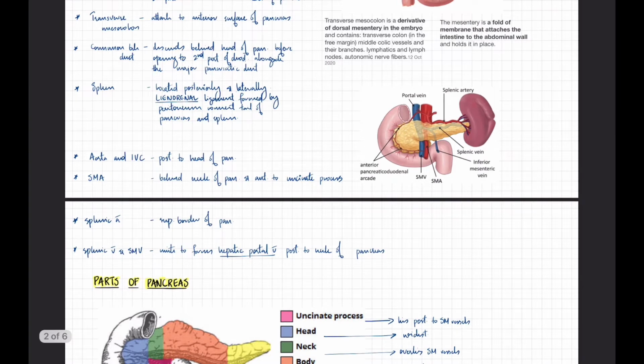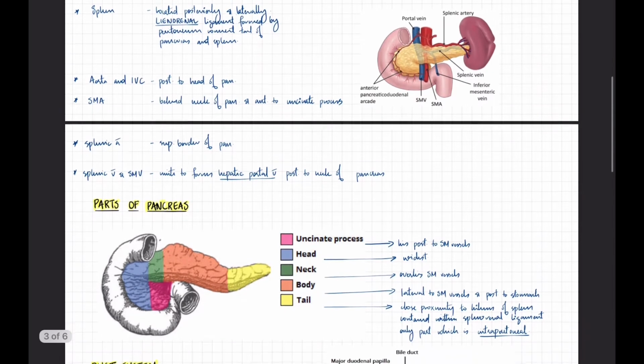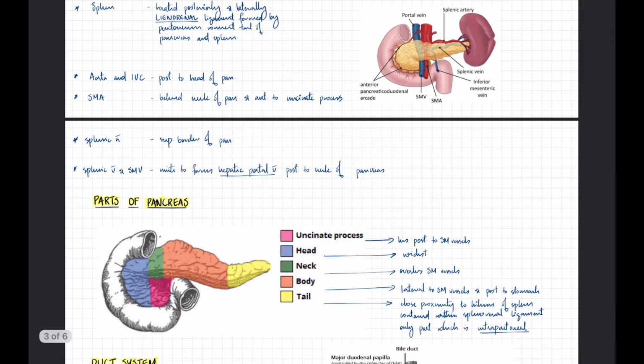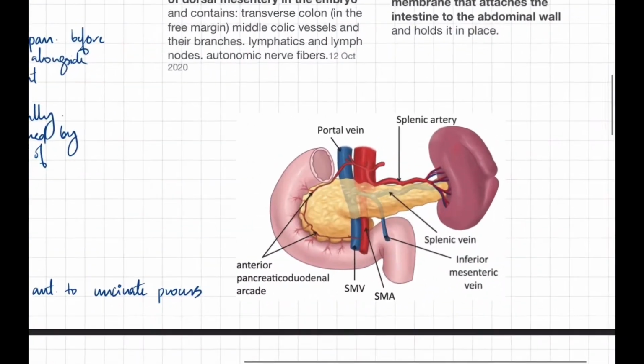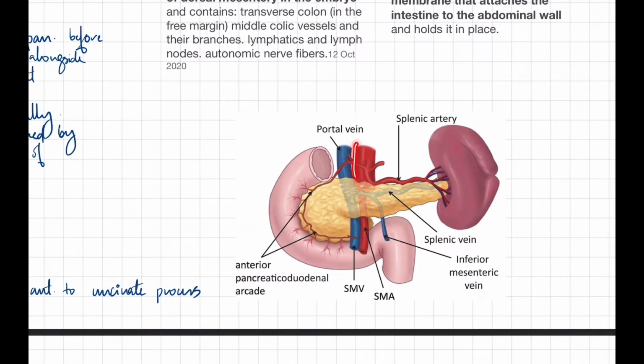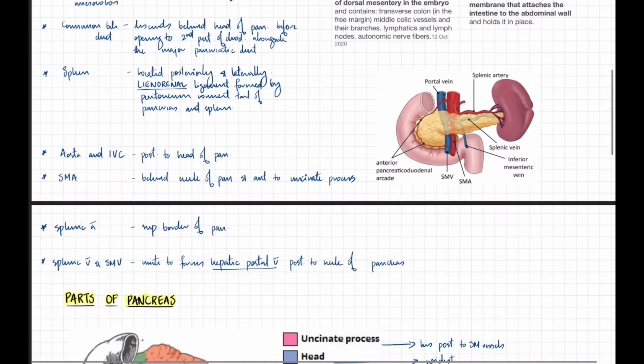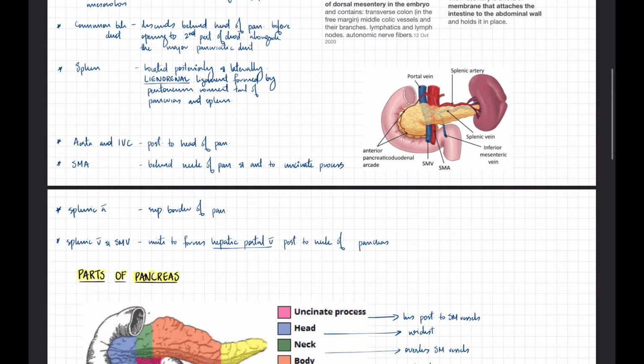Spleen is located posteriorly and laterally. Here you can see the spleen and it is connected to the pancreas by the lienorenal ligament, which is formed by the peritoneum, and it connects the tail of pancreas and spleen. Vessels which are in relation with the pancreas are the aorta and the inferior vena cava. Both are present posterior to the head of pancreas. Here what you see is the aorta and the inferior vena cava is near to it.